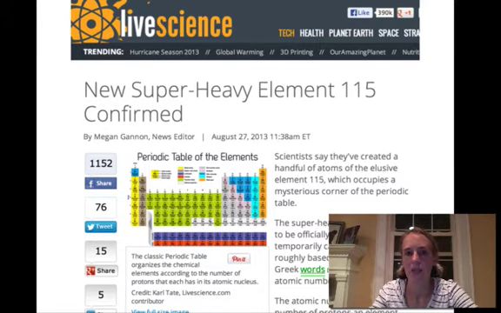You can see the periodic table here. We'll talk about this in a lot more detail later on in the course. But element 115 has some pretty interesting properties in that it may be more stable than some of these super heavy elements that have previously been produced by chemists and physicists.